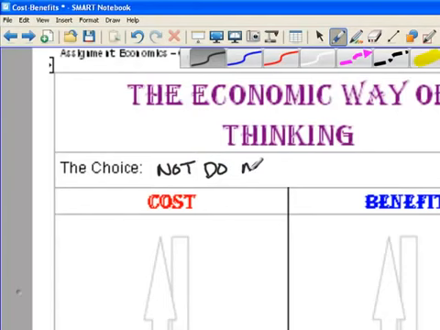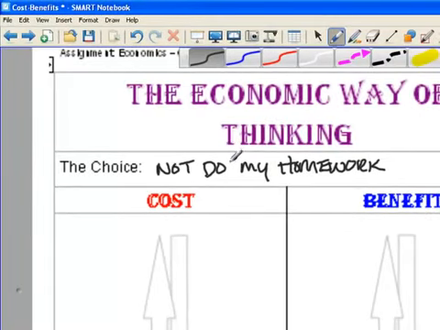Okay, I am going to make the choice to not do my homework. Now, I could have just as easily made the choice to do my homework. Would it have changed things? Yes, because the costs and benefits are different for not doing or doing. In some cases, they just flop over, but in some instances, it's not quite that easy.